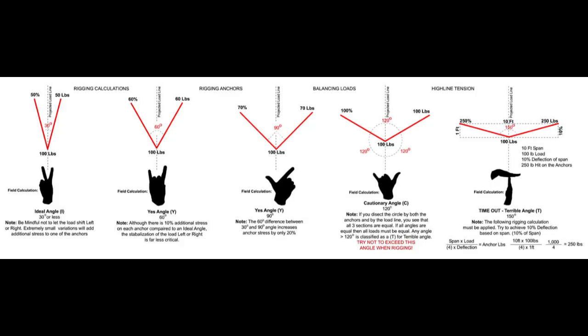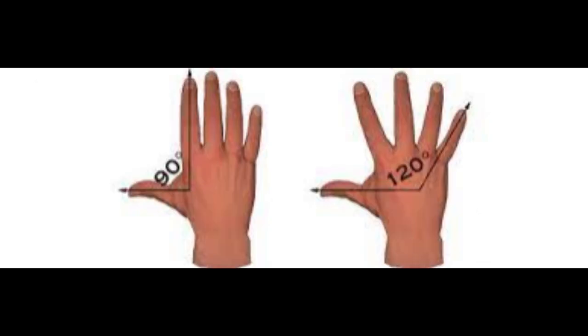Angles can be your friend. Managed properly, they help you redirect a load, create mechanical advantage, and spread out forces across anchors. They're the invisible helpers that keep your system balanced and safe.